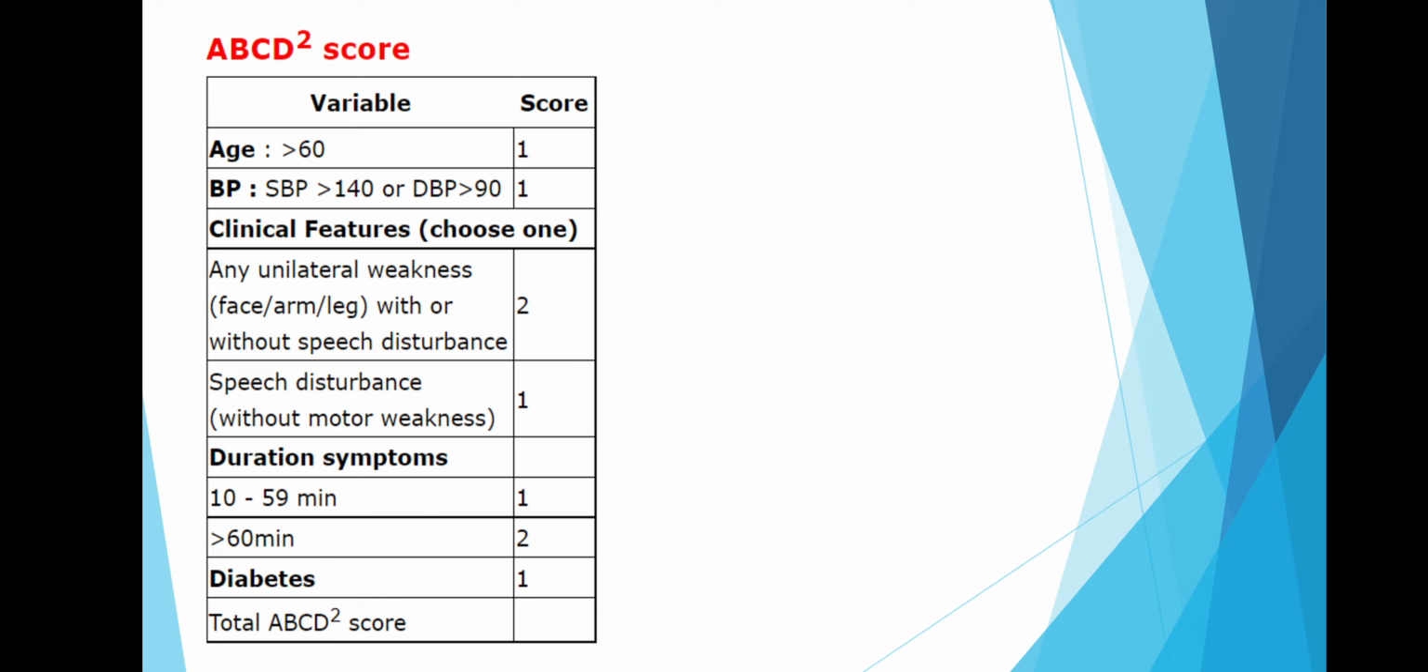If they present with any unilateral weakness, such as in the face, arm, or leg, with or without speech disturbance, that gives us a score of 2. Then if they have speech disturbance without any motor weakness, that gives us a score of 1, okay? Then duration of symptoms, that's our D. If it's less than an hour, which is basically 10 minutes to 59 minutes, that gives us a score of 1. If it's longer than 60 minutes, that gives us a score of 2. Then the other D is diabetes. If a patient has diabetes, that gives them a score of 1, okay?